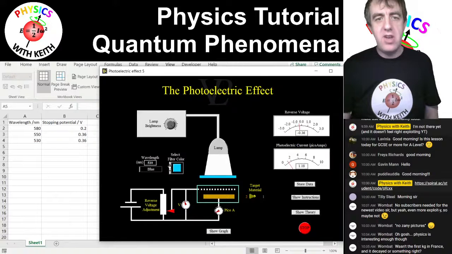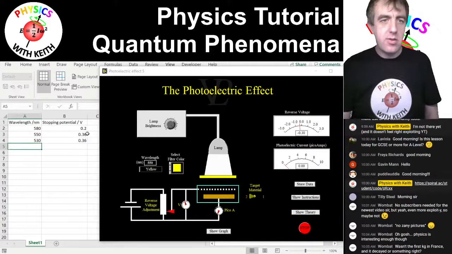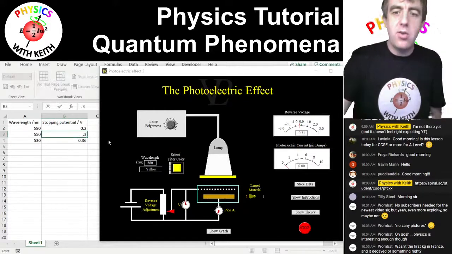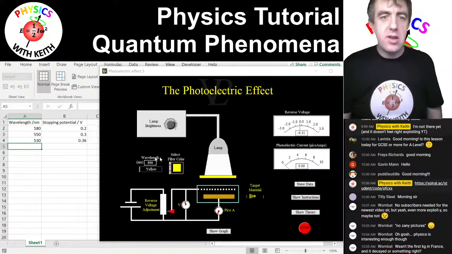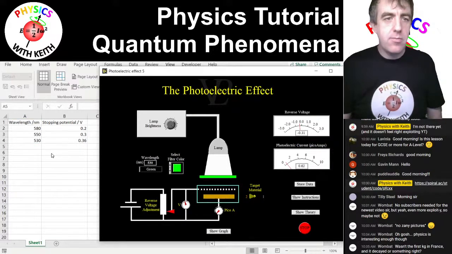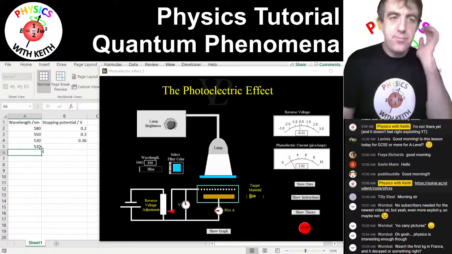I might go back and check the yellow one, I think. Move the dial a bit too far. 0.30. There we are. Let's change that to 0.30. Of course, what you could do is do multiple recordings. Do repeats. 530 I've done. 510.